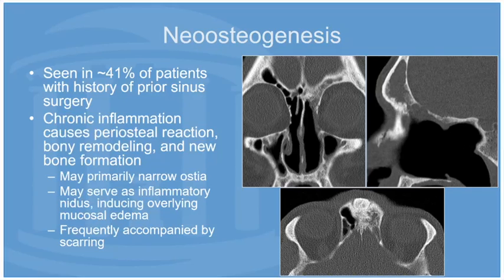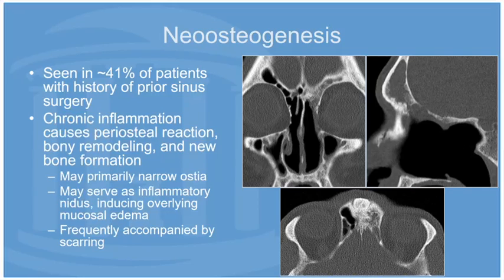Typically, it's due to a combination of mucosal trauma from surgery along with persistent inflammation or infection. And it can become problematic either if the bone becomes thick enough to primarily obstruct sinus ostia, or if it serves as an inflammatory nidus that induces overlying mucosal edema, which in turn causes ostial narrowing.